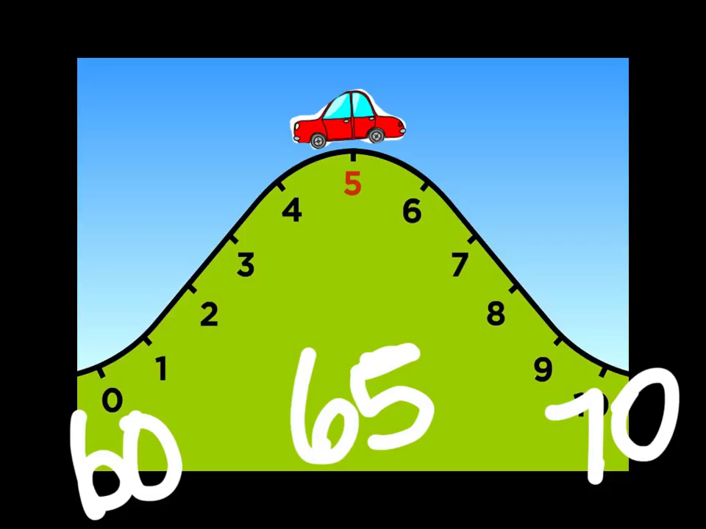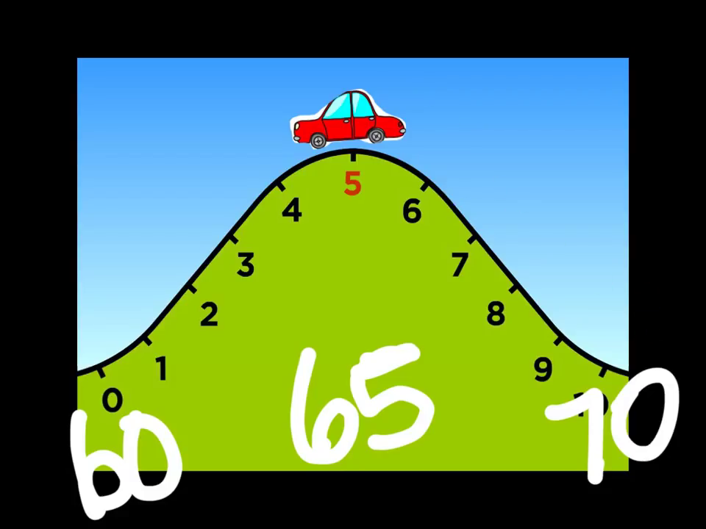But I have a problem this time. The problem is my car is sitting at the 5. And the 5 is at the top of the hill. So if it stops, I don't know which way it's going to go. Is it going to go down this way, down to the 0 or to the 6? Or is it going to go this direction towards the 70?